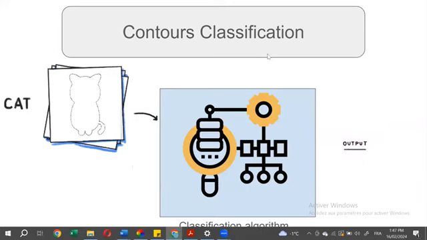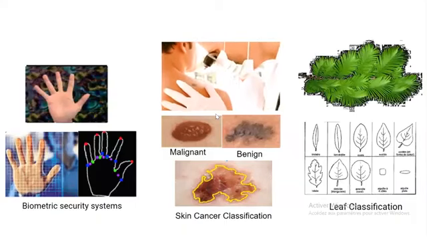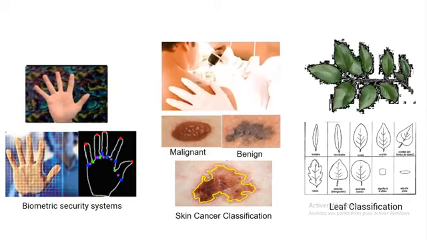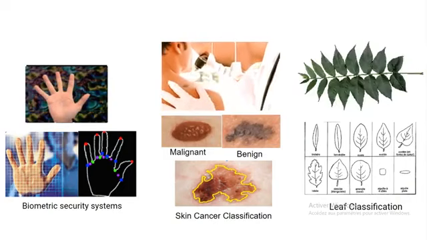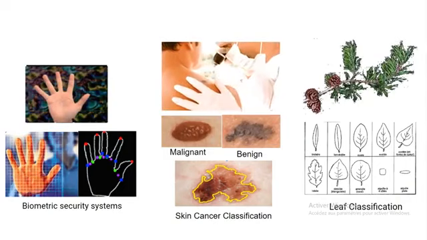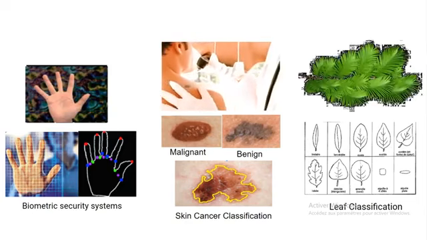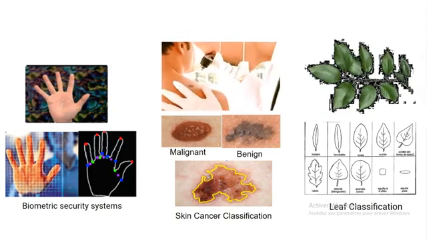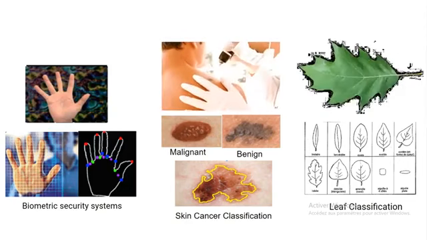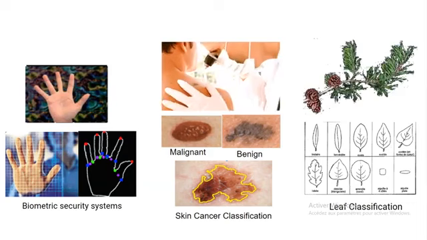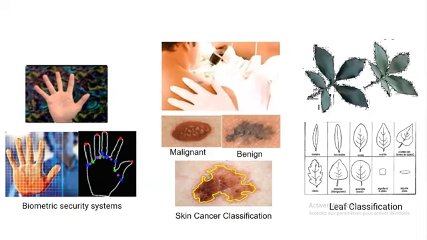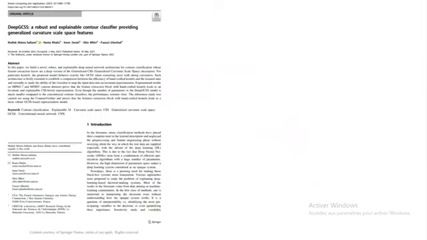Okay, so here we go. Before diving into our paper, I just want to highlight or mention the importance of this research, because if we are working on contour data classification, it can help in a lot of real world scenarios, such as, for example, in the case of biometric security systems, it can assist for skin cancer classification and leaf classification as well, and many other topics.